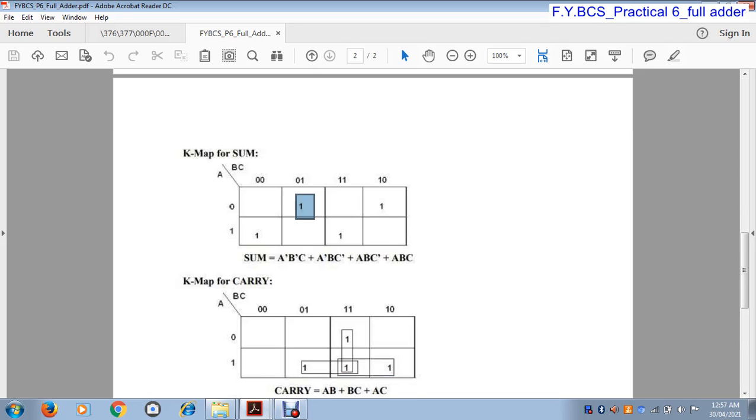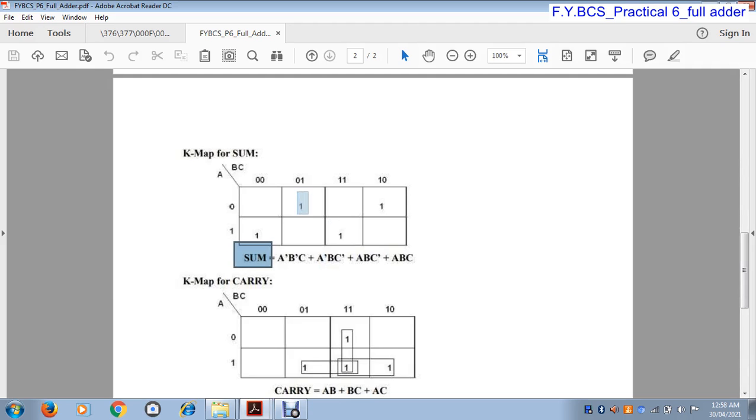So for this one, the equation is A bar B bar C, plus the equation for this one, which is A bar B C bar. For this one, the equation is A B bar C bar. And for this one, the equation is A B C.